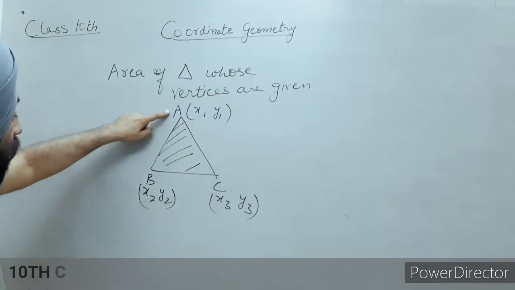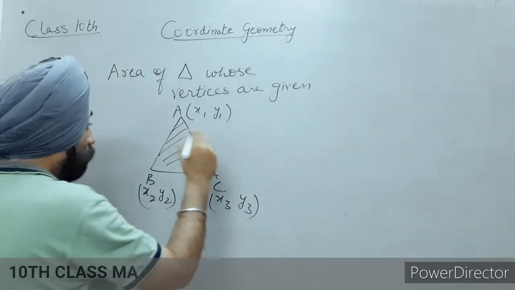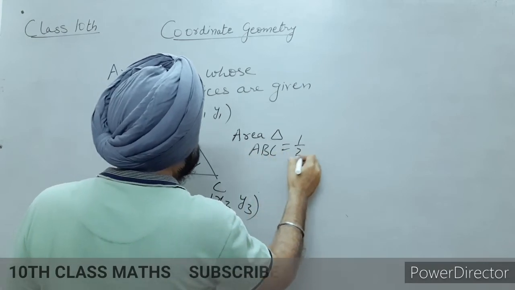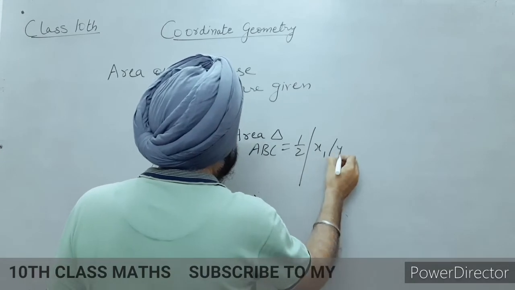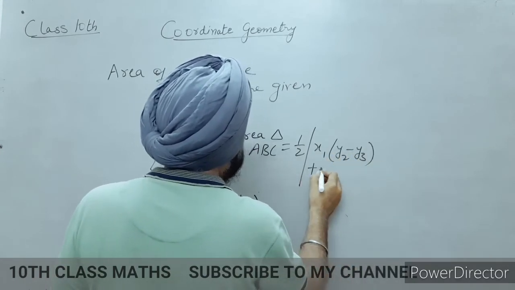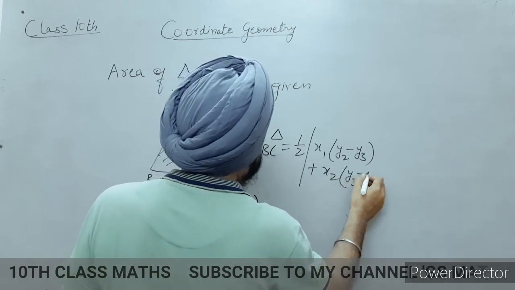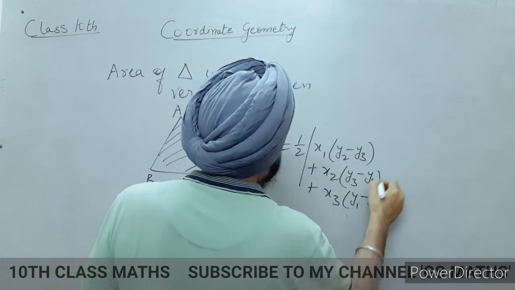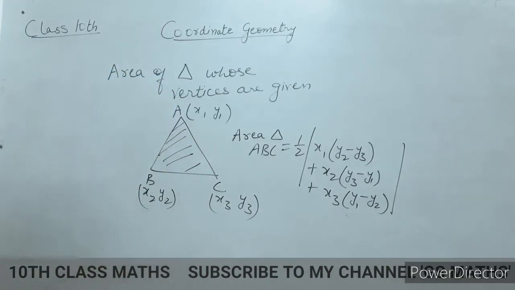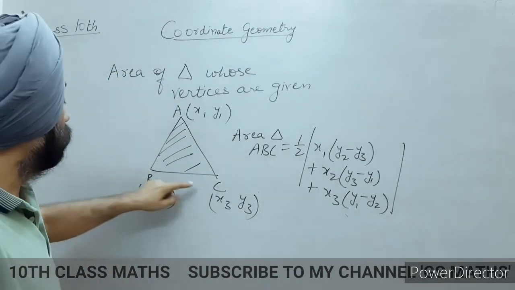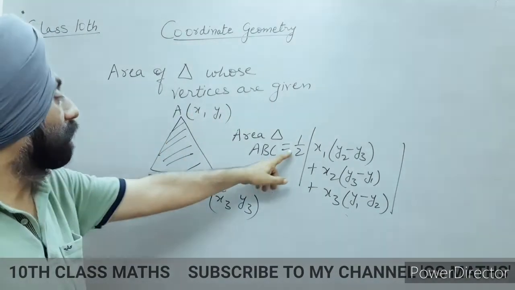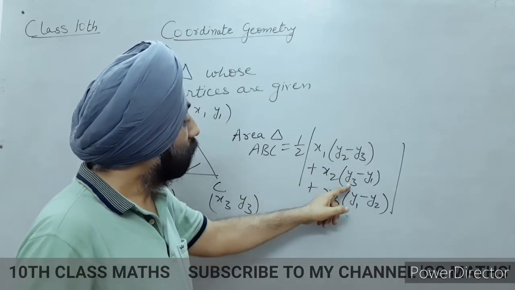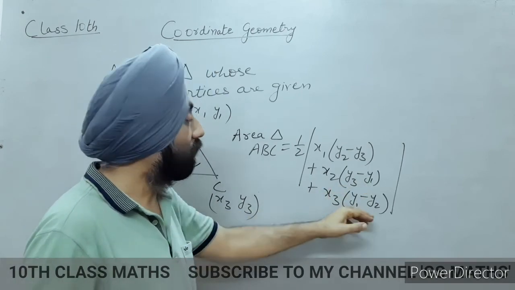The vertices are defined as A, B and C. Now how to find it? The formula is: area of triangle ABC is half times x1 (y2 minus y3) plus x2 (y3 minus y1) plus x3 (y1 minus y2). This is the formula to find the area of the triangle whose vertices are given to us.